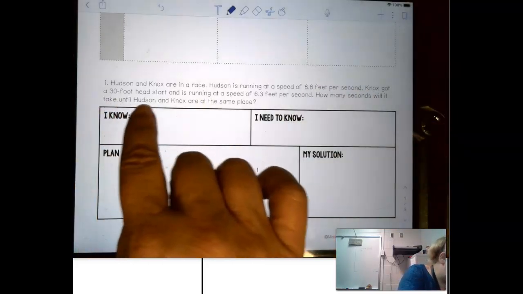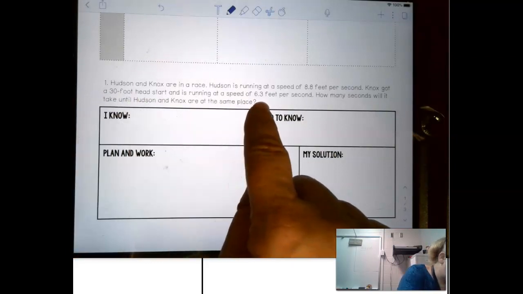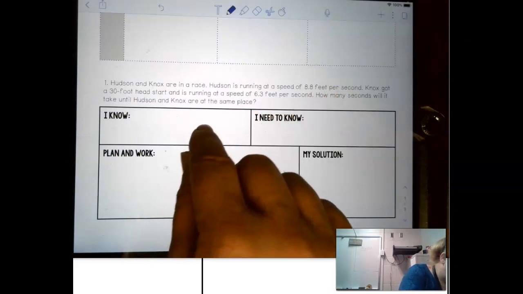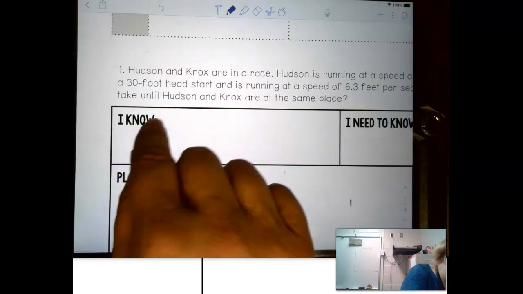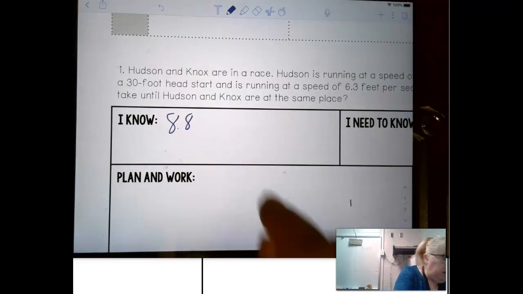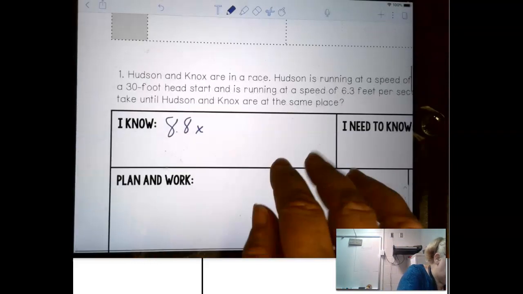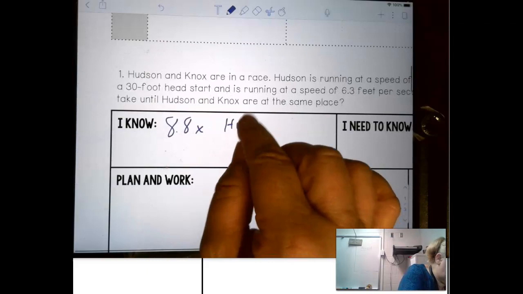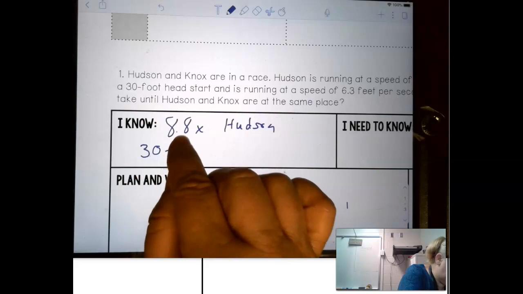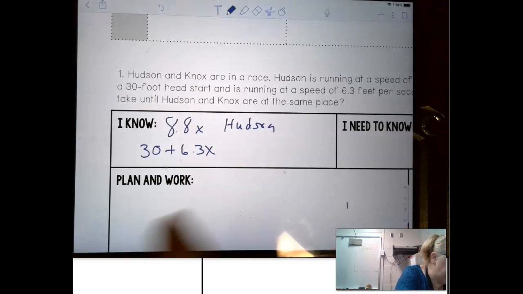Knox got a 30-foot head start. 30-foot head start, that stands alone. And he's running at 6.3 feet per second. Now the per second, I'm going to have the same variable for both. So I know that I have 8.8x, and that's for Hudson. And for Knox, I know that he had a 30-foot head start, and he's running 6.3. And if we say x for seconds, because s is not a good variable.